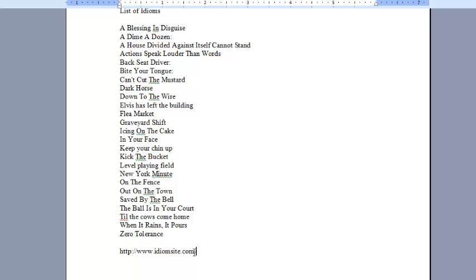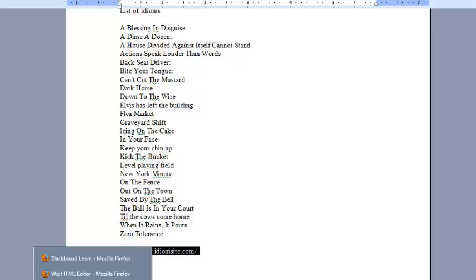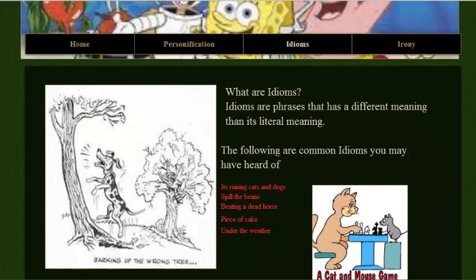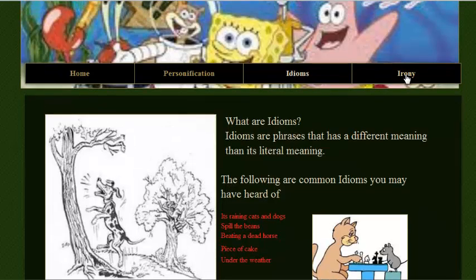And like I said here, I have a website at the bottom of the page. This is the source I use for these, and remember, it's always very important to include your source whenever you give information. Also, if you have time, look at the website, and it's fun to look at some of the idioms on there. Okay, now back to the document, idioms, and then irony.